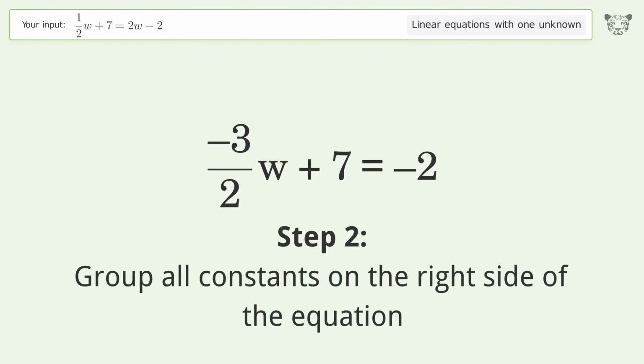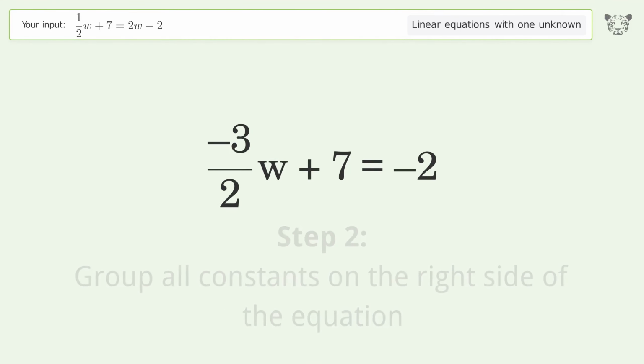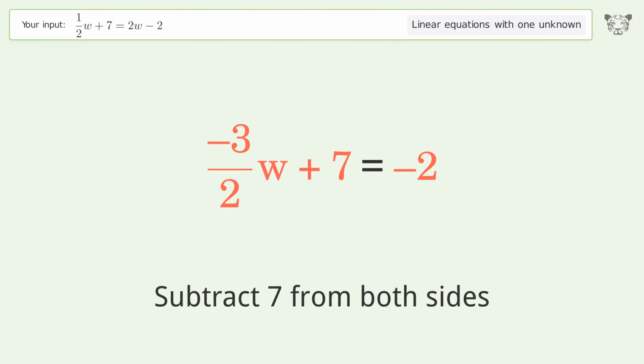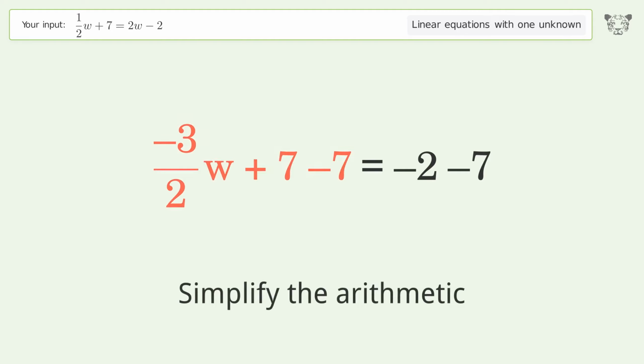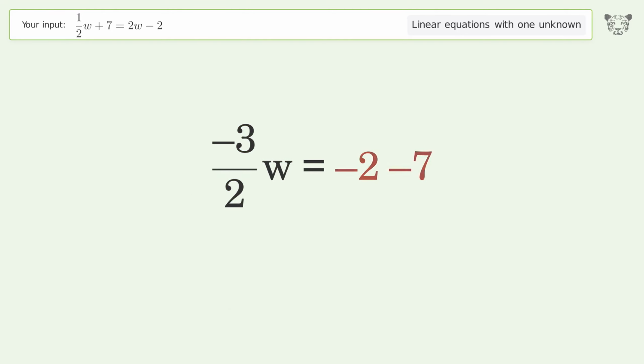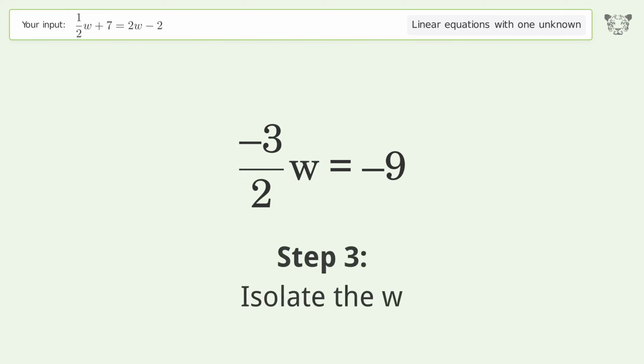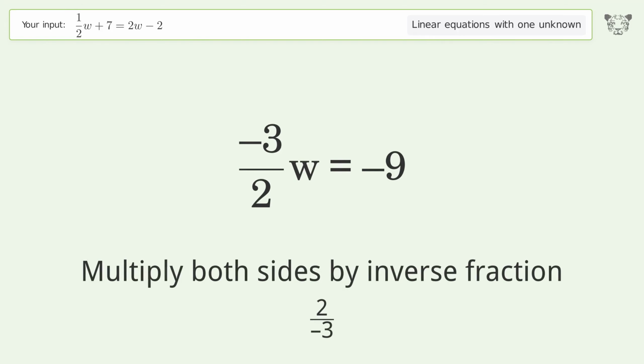Group all constants on the right side of the equation. Subtract 7 from both sides. Simplify the arithmetic. Isolate the w. Multiply both sides by inverse fraction 2 over -3.